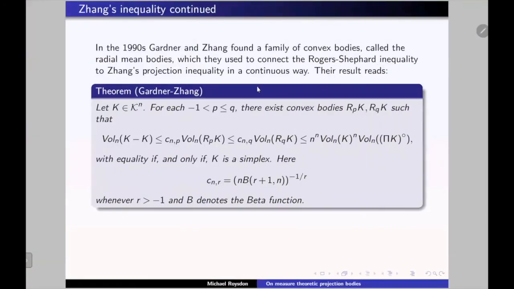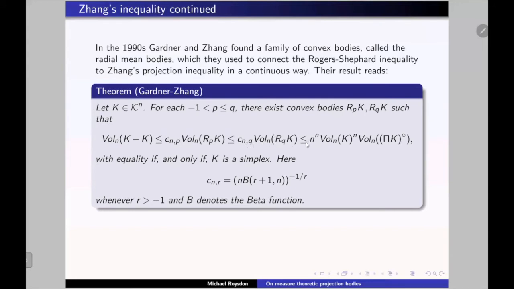And the result is the following. For any convex body K and any parameters P and Q that always exceed negative 1, you can find convex bodies associated to K, RPK and RQK, called the P and Q radial mean bodies, such that the following happens. The volume of the difference body never exceeds some constant depending on the dimension and on P, the volume of the P radial mean body of K.